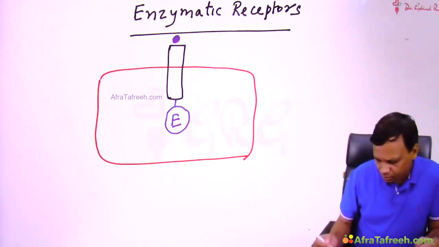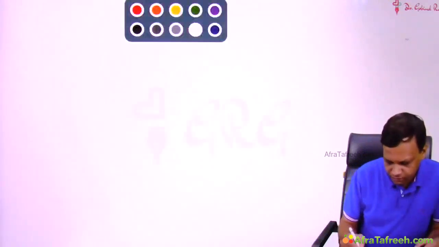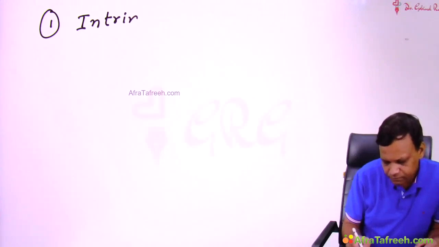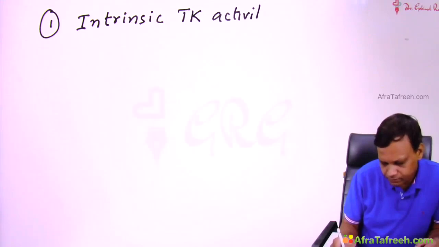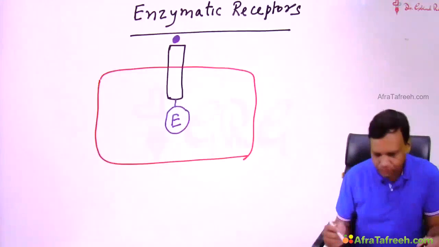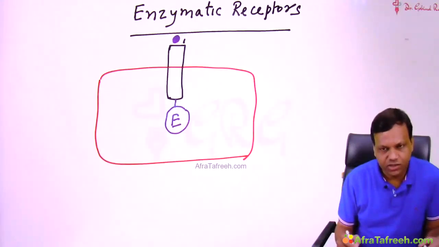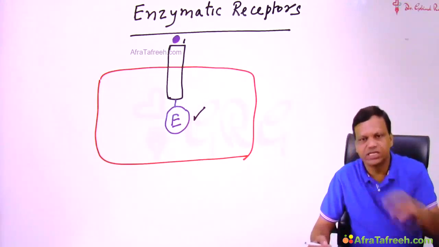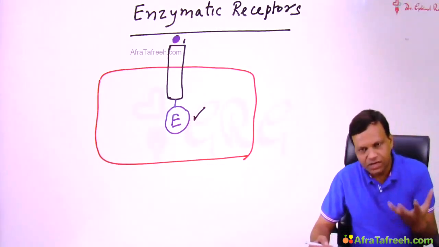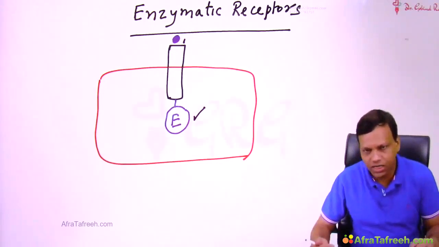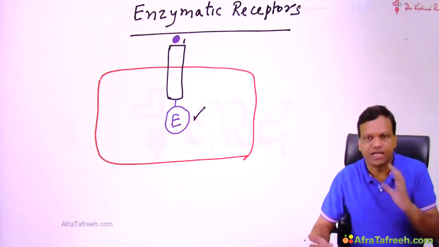Enzymatic receptors can be broadly of three types. One, the receptors which have intrinsic tyrosine kinase activity. Intrinsic tyrosine kinase activity means that when we give a drug, it binds on the extracellular end, and that will directly stimulate the tyrosine kinase enzyme present on the intracellular end. That means the receptors themselves have tyrosine kinase activity. No extra enzyme recruitment is required. So the drug binds outside and the enzyme is activated inside.